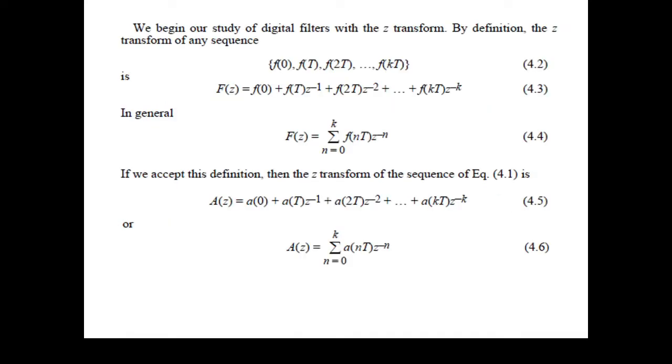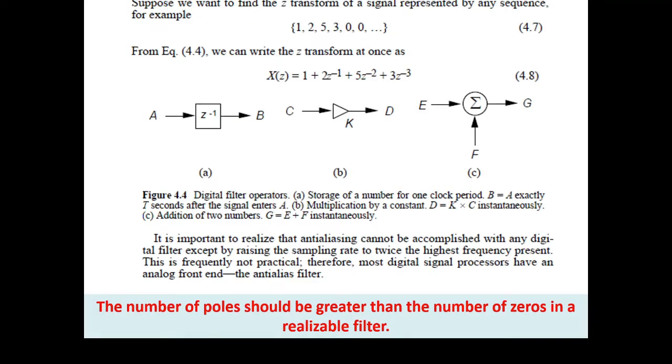We have also talked about unilateral Z transforms, and bilateral Z transforms. These are just extensions, and we have also discussed, suppose we have a series of numbers, how we can convert it into the Z transform.